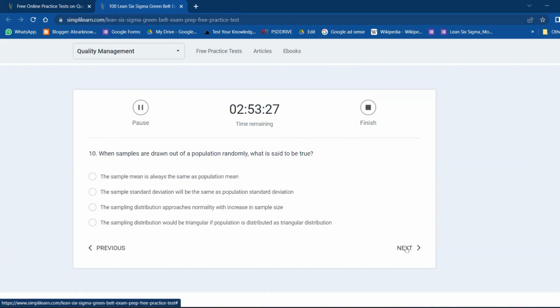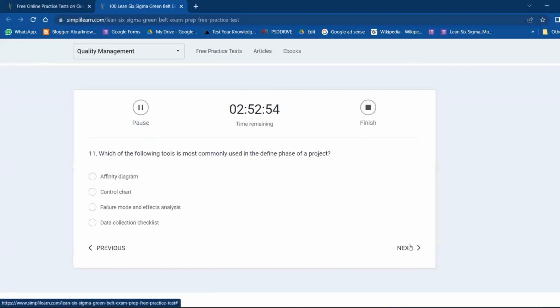When samples are drawn out of a population randomly, what is said to be true? Very important question. The sampling distribution approaches normality with an increase in sample size. The more you increase the sample, the more the normality will develop. For example, say you have only 2 samples, then later you take 5 samples, slightly better, and further you take 25 samples, and it gets better and better. So this is the answer.